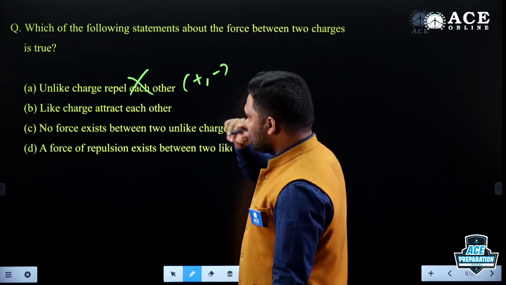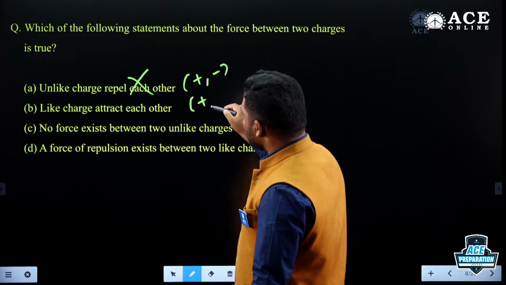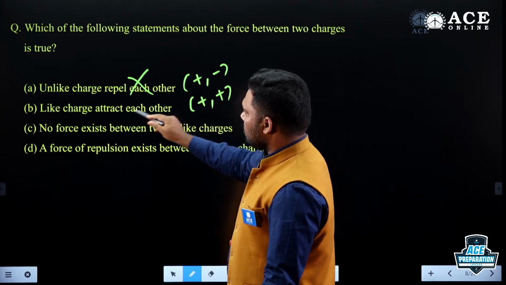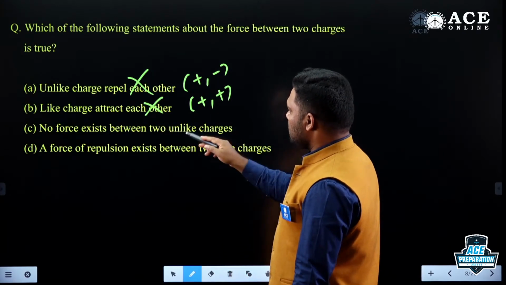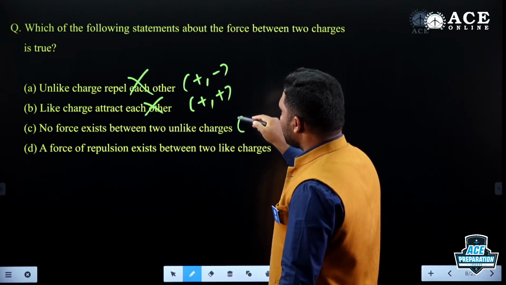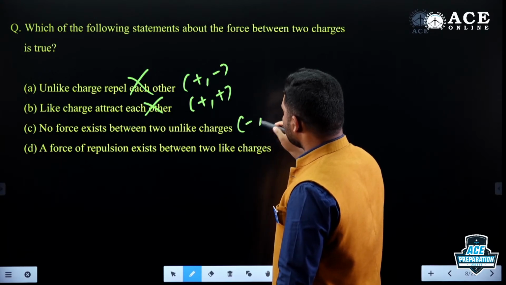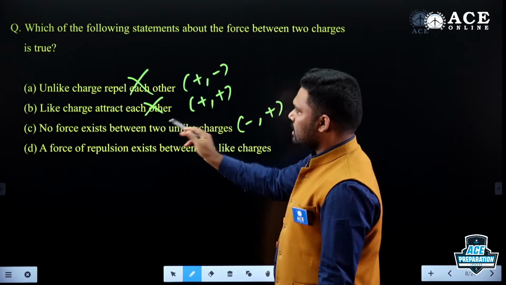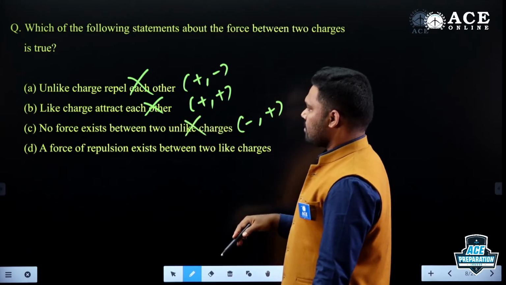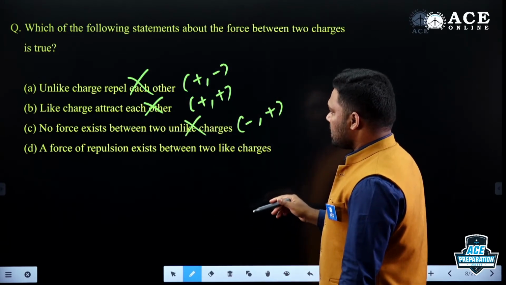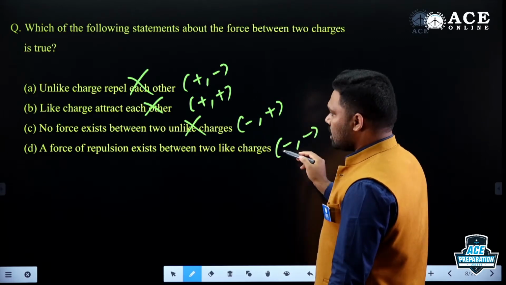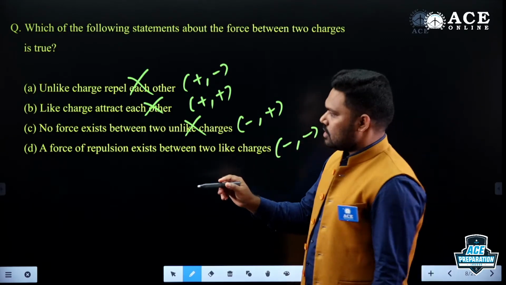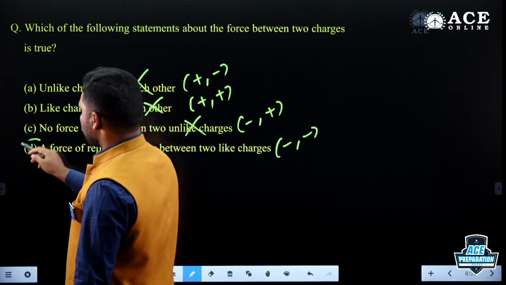Second statement, like charges attract each other. Like charges means what? Positive, positive or negative, negative. It is saying attract. No, they will repel. No force exists between two unlike charges. If they are unlike charges, positive, negative or negative, positive, it is saying that no force exists. Wrong statement. A force of repulsion exists between two like charges. If you take negative, negative or positive, positive, there will be a force of repulsion. So option D is the correct answer.